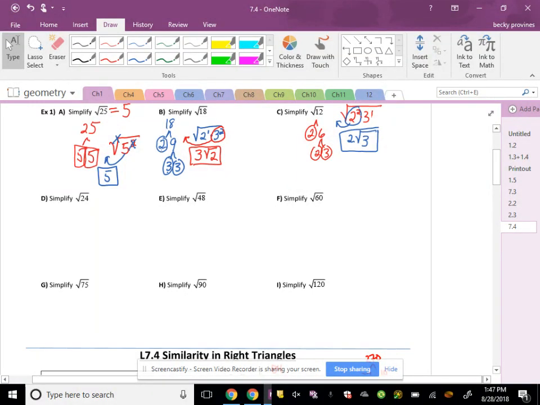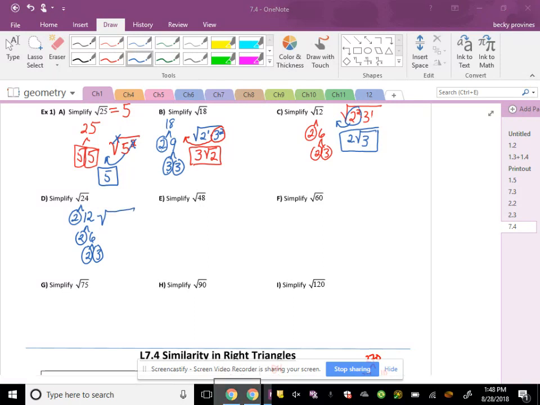Moving on, we have the square root of 24. Okay, break it down any way you would like. I like 2 and 12. That's easy for me. 2 and 6. 2 and 3. Uh-oh. We have more than a group of 2. We have 3 of them. We have 3 2s. So let me show you how to deal with this.